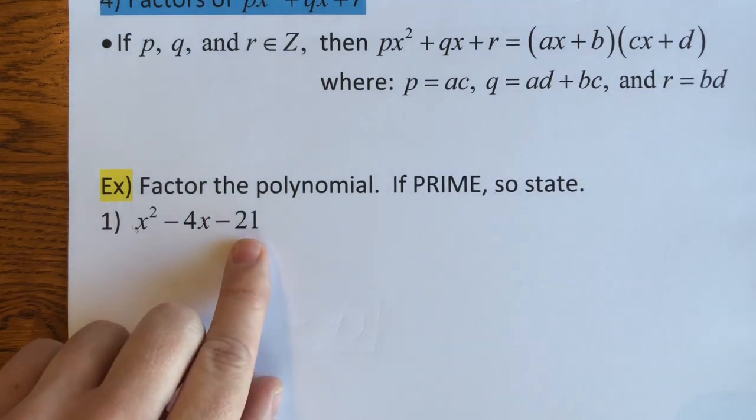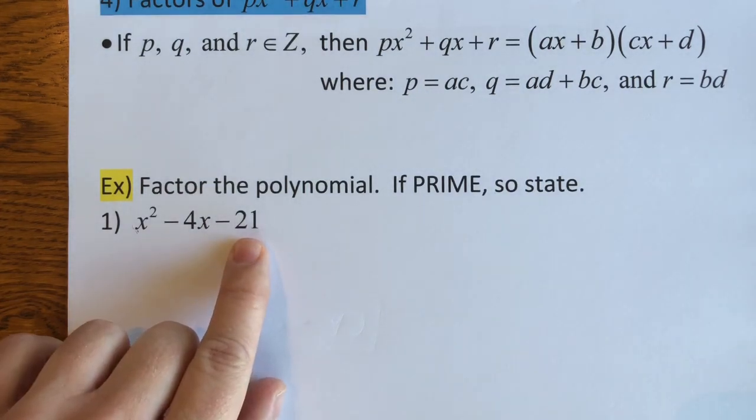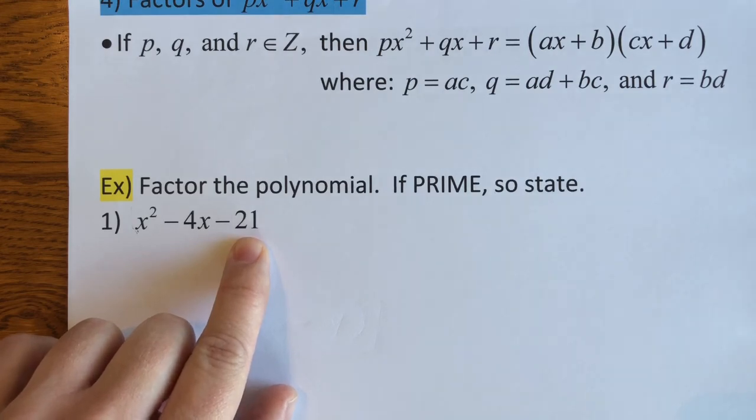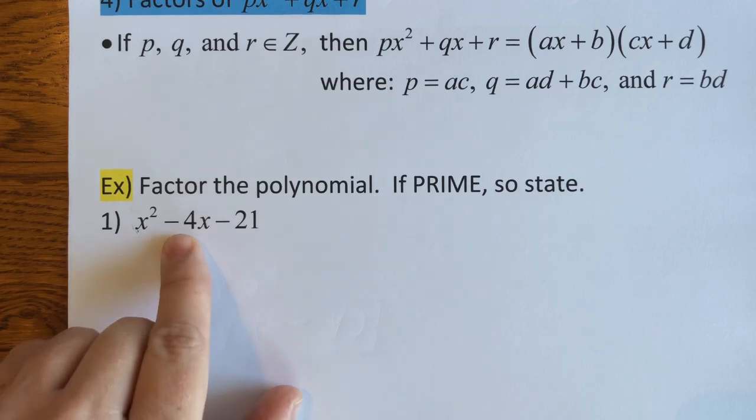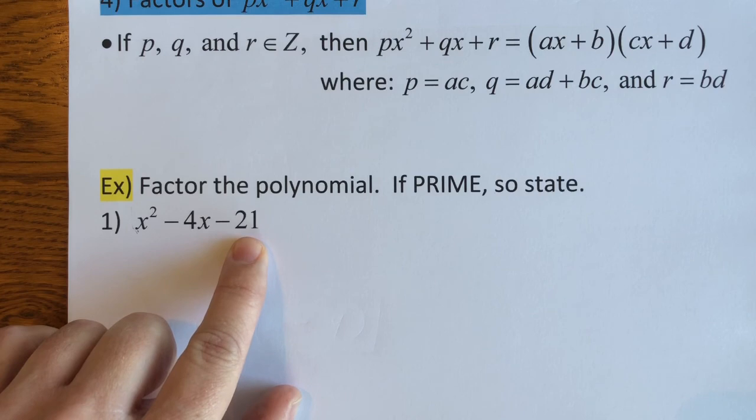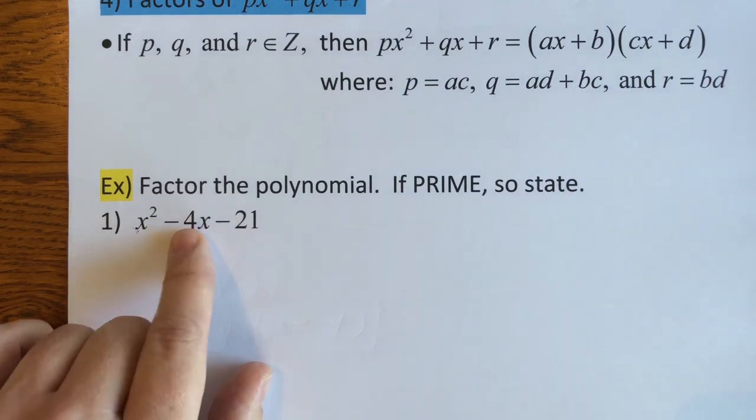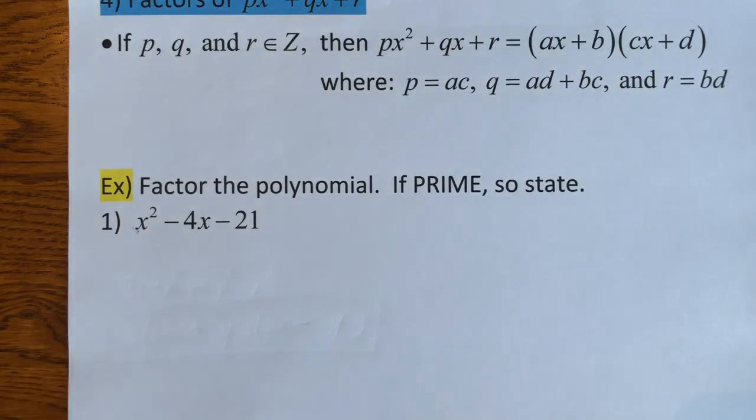Well, you looked at the factors of 21. And let's see, what 2 factors of 21, or excuse me, 2 factors of -21 would give us a -4 when we added them together. Well, the 2 factors would be a -7 and a +3. -7 times 3 is this. So that's what you'd put inside of the factorization.